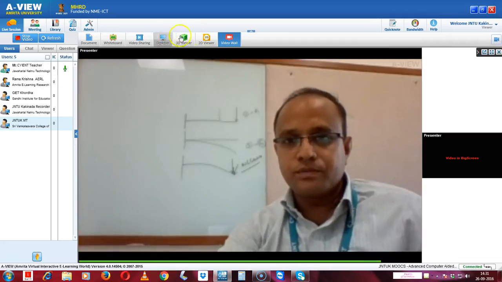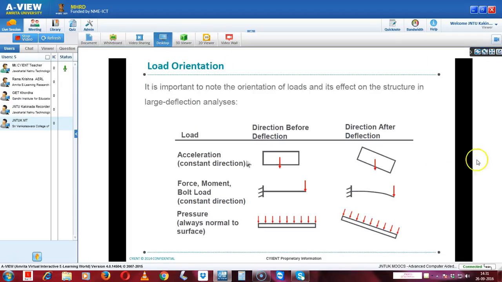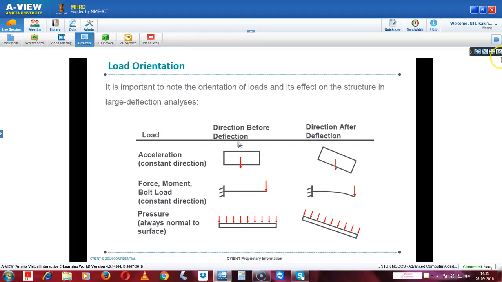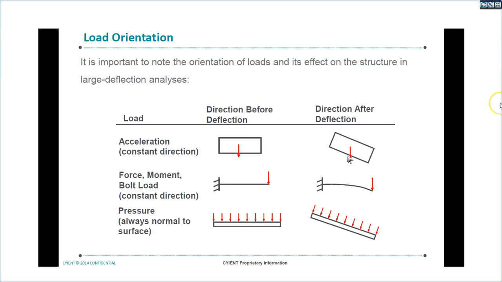Suppose in case of acceleration, direction before deflection, direction after deflection. Okay. Similarly, if you apply a point load, the load is supposed to be acting vertically, normal downwards. This is before deflection, and this is the direction after the deflection. So if you want to apply further load on this deformed geometry, it can be applied like this only.